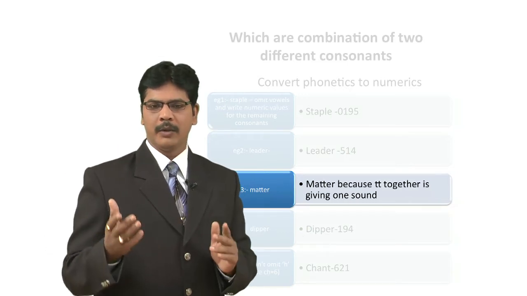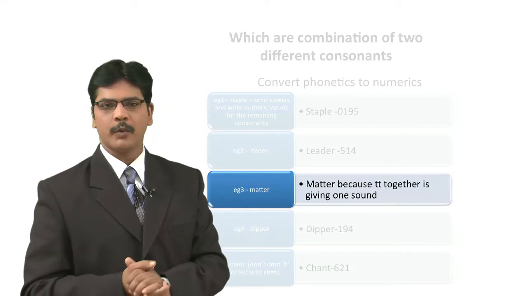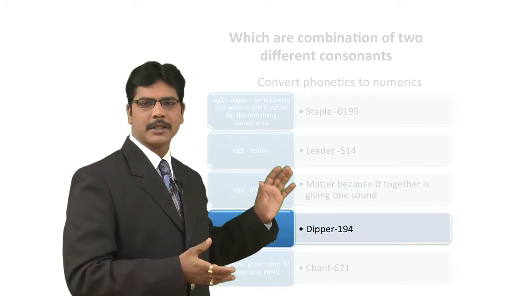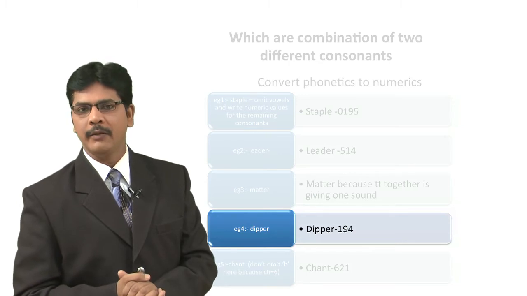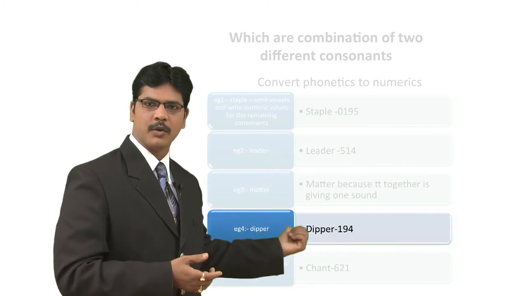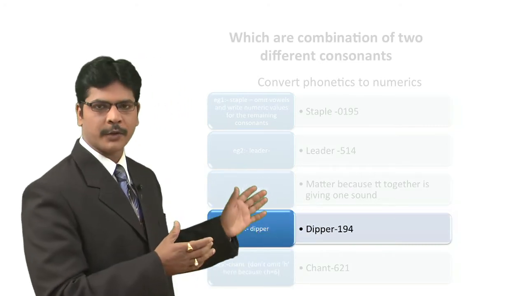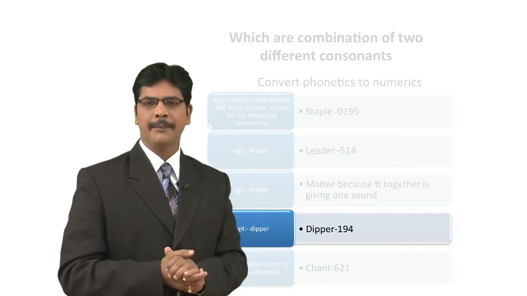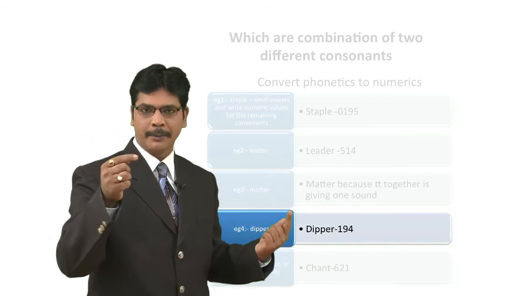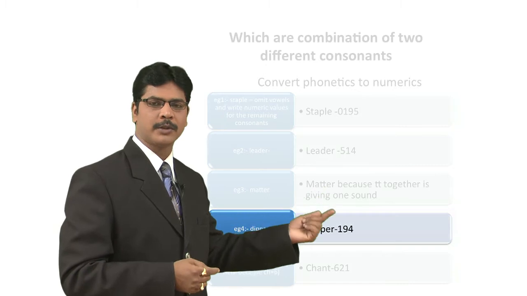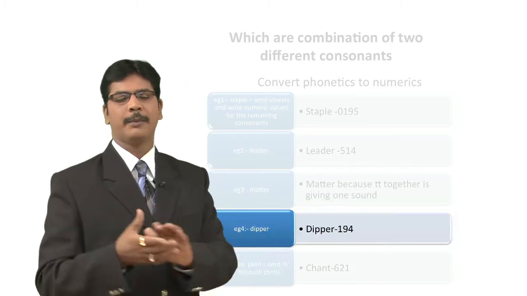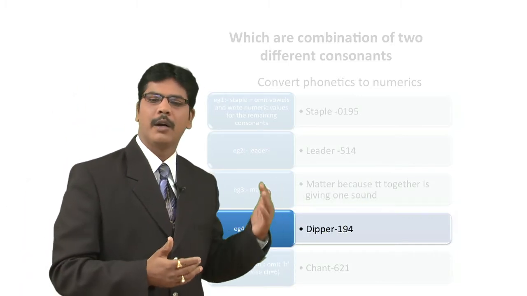Similarly, we'll take one more example, and that is dipper. D-I-P-P-E-R, dipper. Now from this word, omit the vowels and invalid letters. Now, I and E are vowels in this, so just omit them. Now, for the rest of the phonetics, write its numeric value. So D, it is 1. Double P is giving only one sound. It's not dip-per, it's dipper. So double P is giving one sound, so write 9 there. So 1, 9, and R, it is 4. So 194, dipper, when you convert it into numeric form, you get 194.